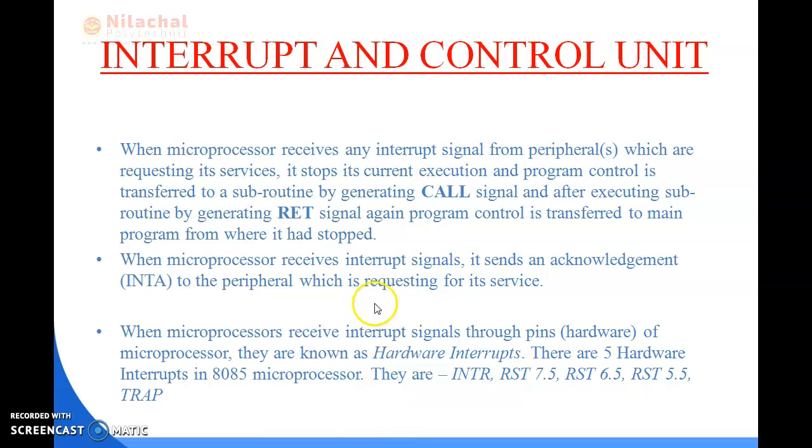When the microprocessor receives interrupt signals, it sends an acknowledgement INTA to the peripheral which is requesting its service. When microprocessors receive interrupt signals through pins or hardware of the microprocessor, they are known as hardware interrupts. There are 5 hardware interrupts in the 8085 microprocessor. They are INTR, RST 7.5, RST 6.5, RST 5.5 and TRAP.